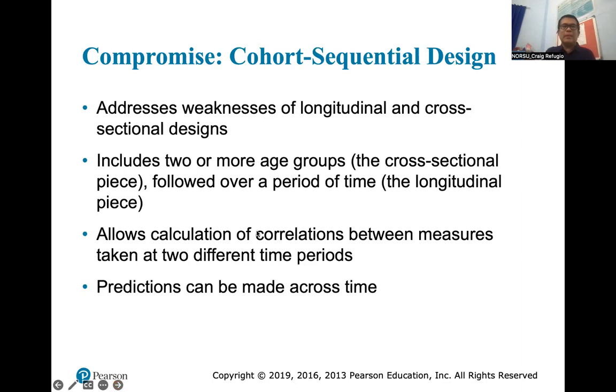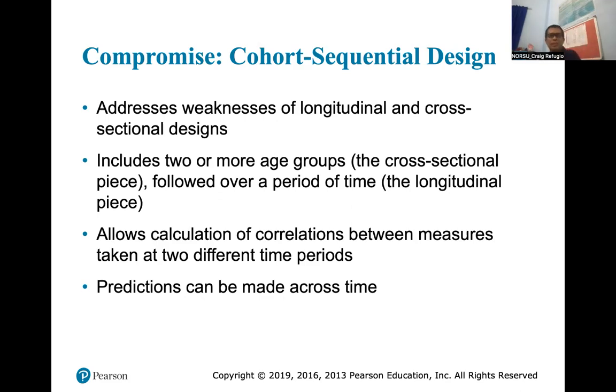So if you look at the second bullet, we have two or more age brackets. We can have the first age bracket, for example, 1 to 5, then 6 to 10, then 11 to 15. Three age brackets. So we call that the cross-section. Then, if that is conducted over a period of time, for example, you study it over a period of 4 years, you collect data for the first year, the second year, the third year, and the fourth year, but the data are categorized according to the age brackets, 1 to 5, 6 to 10, then 11 to 15. So it's actually a combination of the cross-sectional piece and the longitudinal piece, or the cross-sectional design and the longitudinal research design.